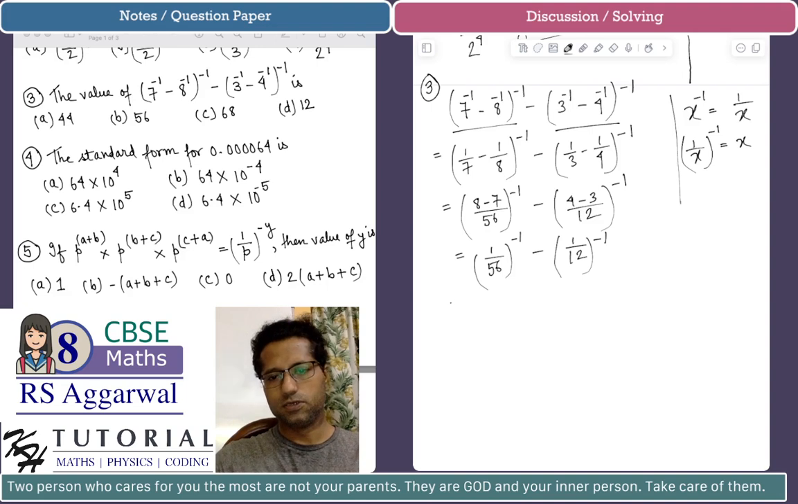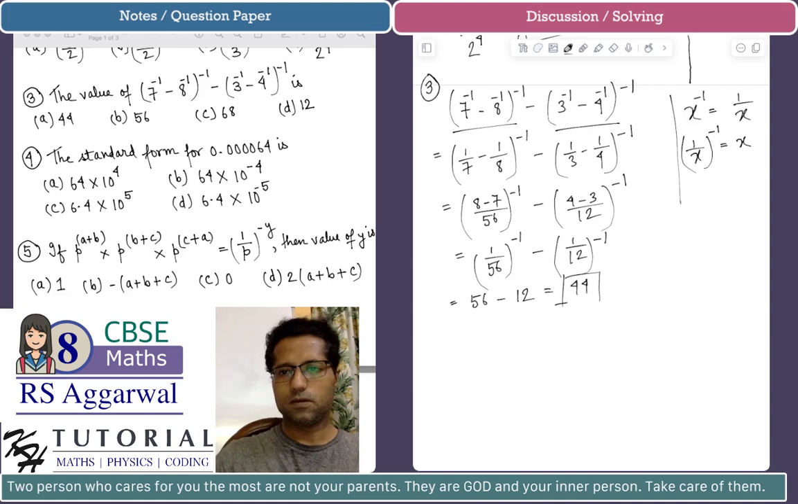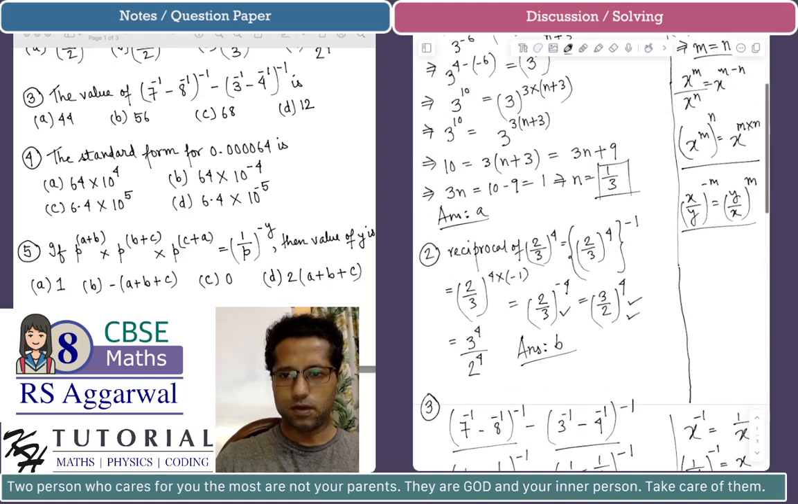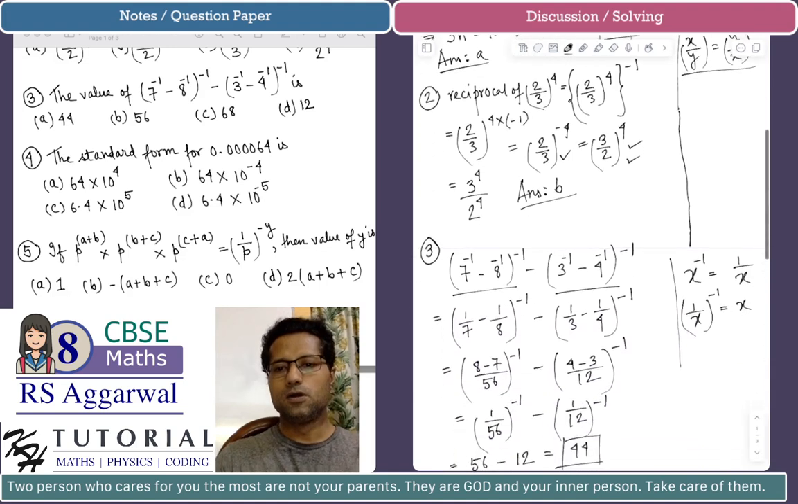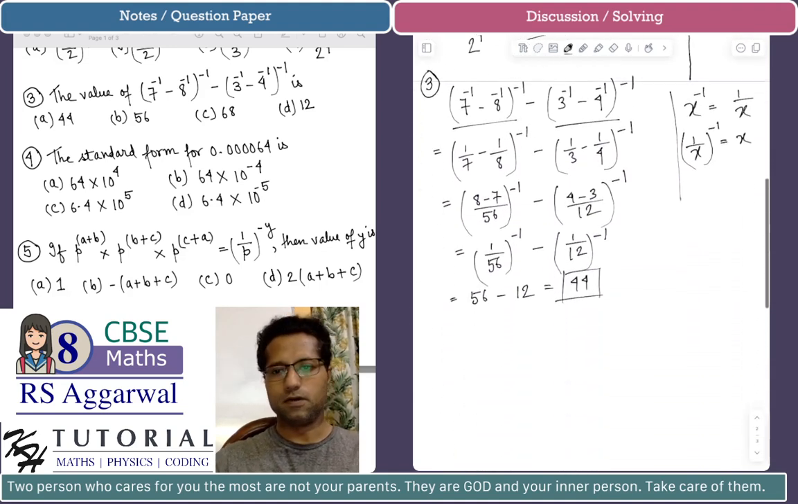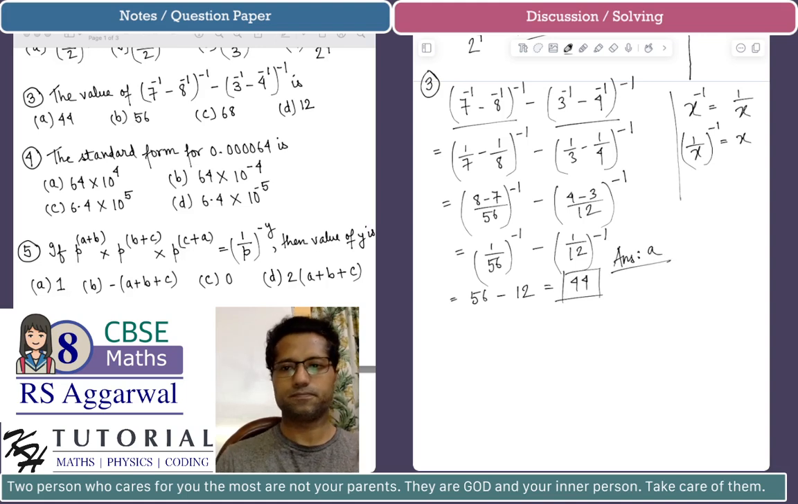Okay, so this is nothing but 56 minus 12. How much is this? 44. So 44 is the value of this expression, and the correct choice is A. The correct choice is A.